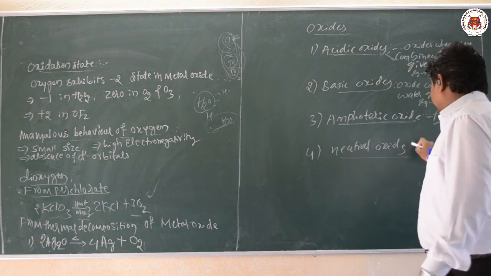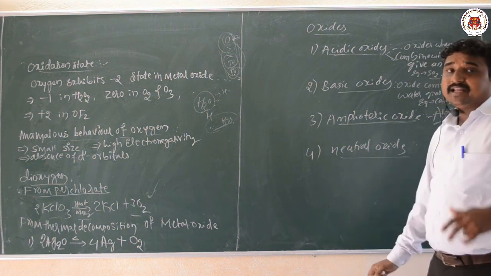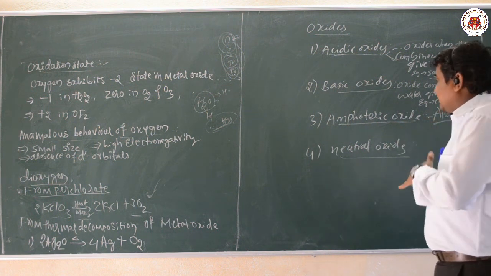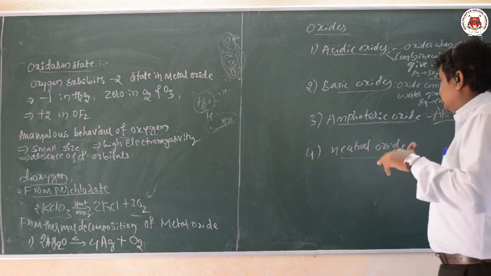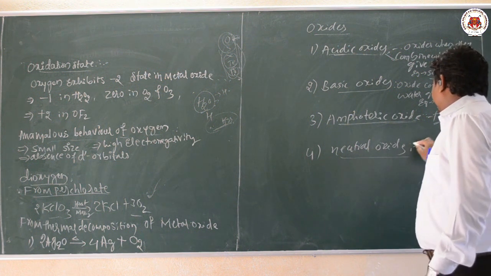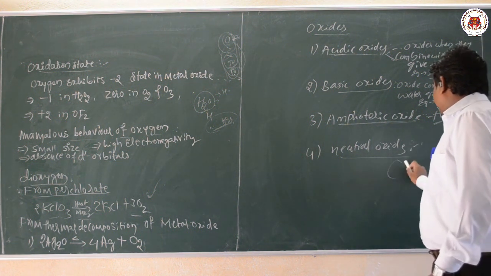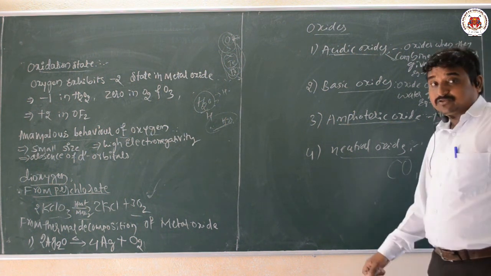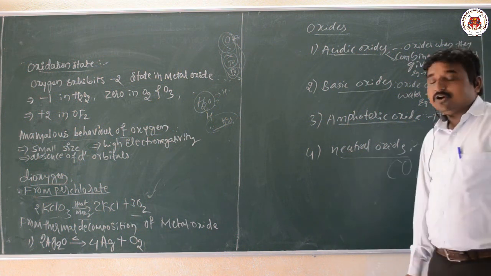Now the next one is neutral oxide. These are the oxides which are neither acidic nor basic. Such types of oxides are called neutral oxides. Examples are carbon monoxide, nitric oxide, and N2O, nitrous oxide, also known as laughing gas. These are the examples for the neutral oxide.